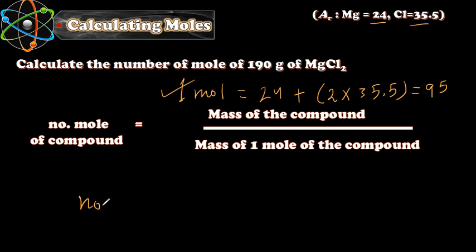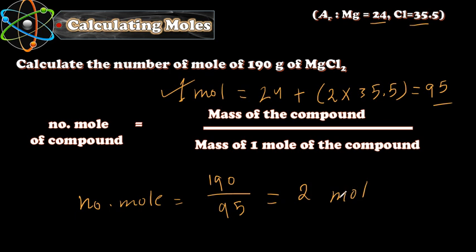So number of mole equals mass of the compound, which is 190, over mass of 1 mole of the compound, which is 95. And this will give us 2, and the unit is mole. So here we first found the mass of 1 mole of the compound, which is magnesium chloride. Then we divided the mass, 190, over the mass of 1 mole of the compound.